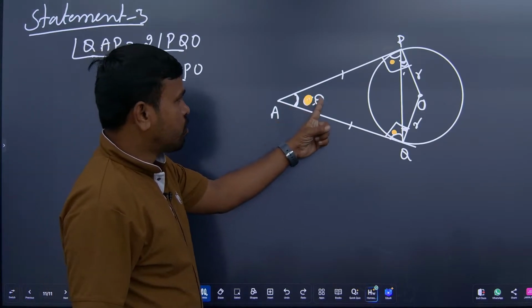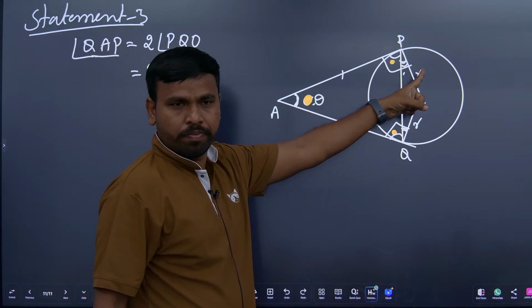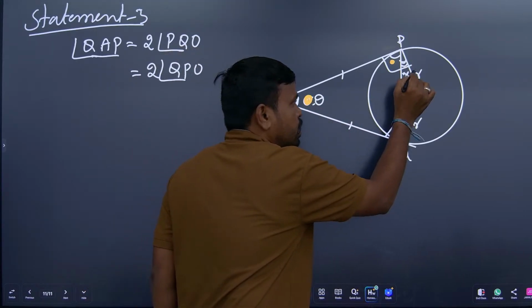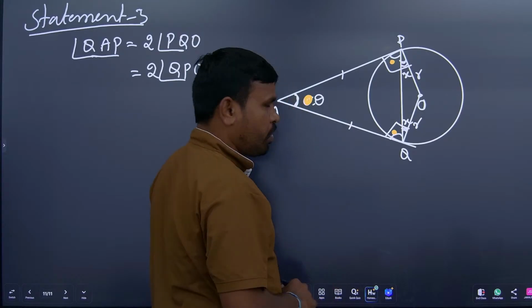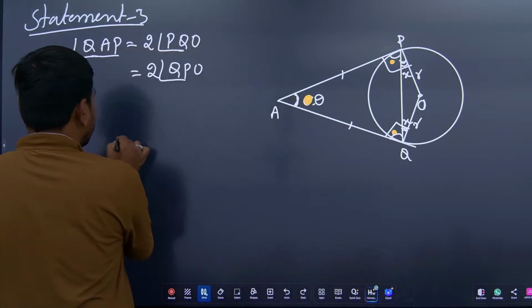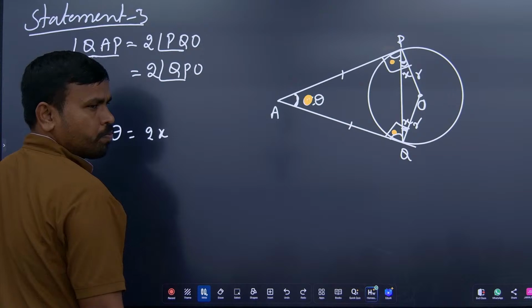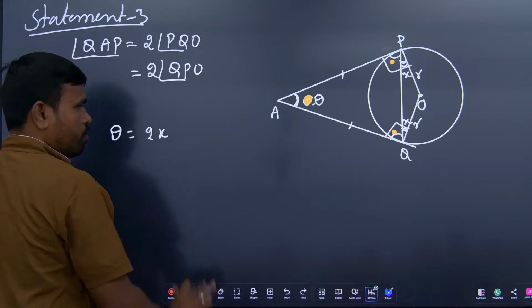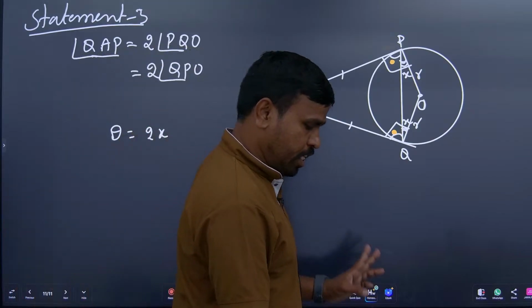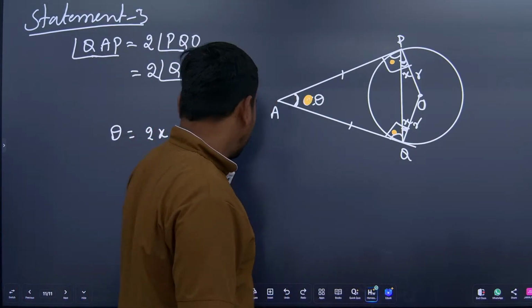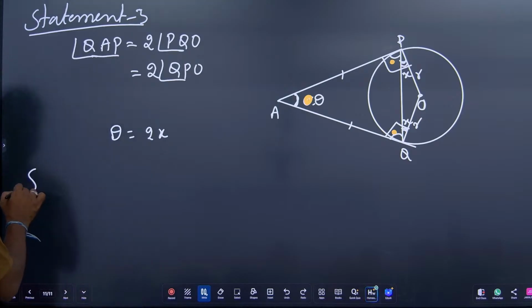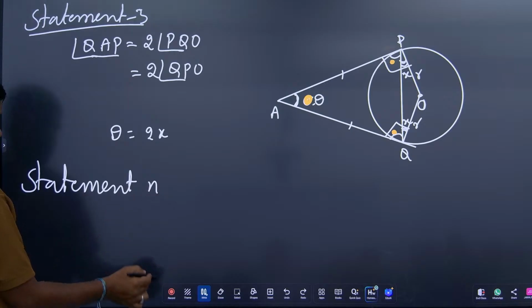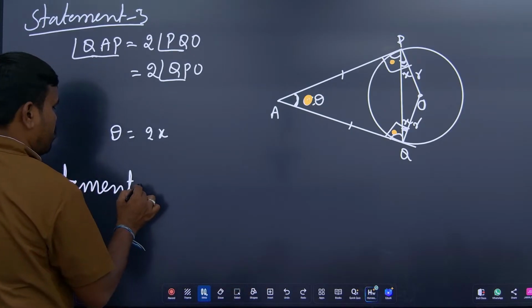This angle is equal to 2 times this angle. And this angle is equal to 2 times which angle? This is x, then this also x. So theta is equal to, simply, 2x. Theta is equal to what? 2x. Okay, right. Next, statement number 4.